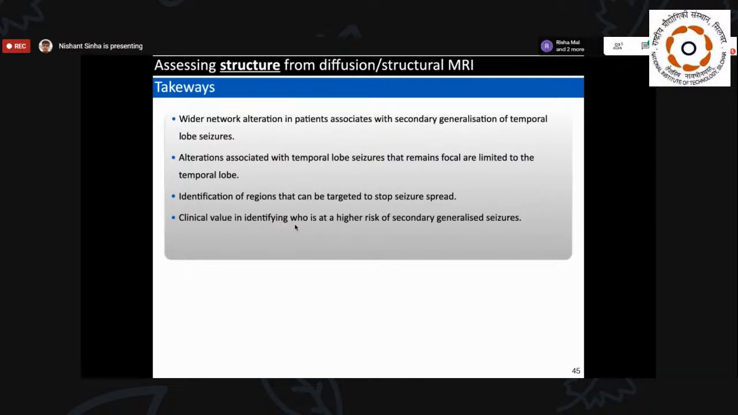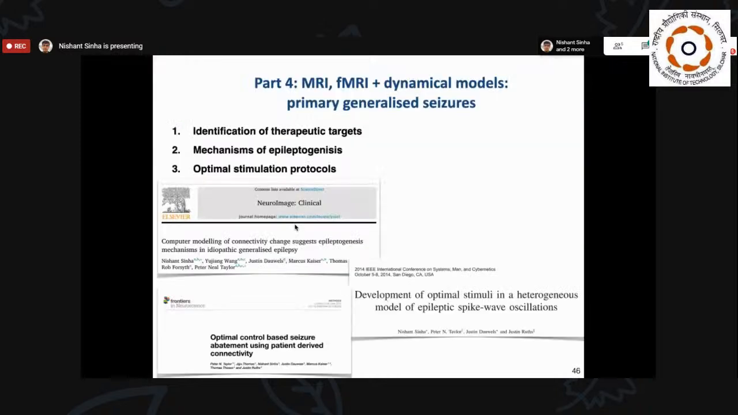especially in the epilepsy monitoring units, where patients' drug regimen is often reduced, and then they have an increased risk of having secondary generalized seizures. So the final part of the talk is, I'll move now from focal seizures to generalized seizures.